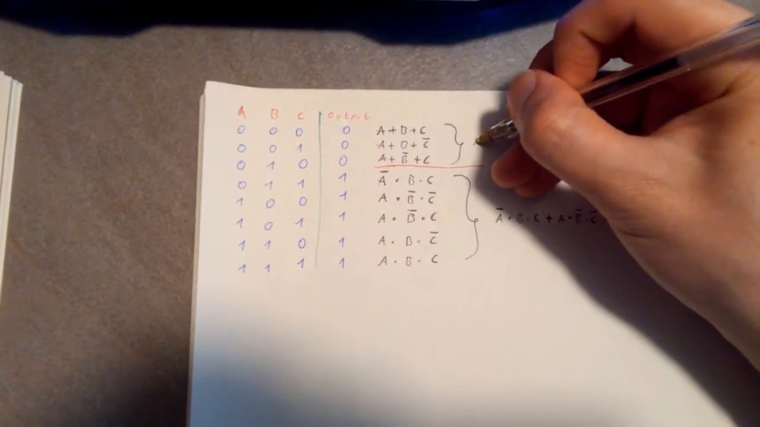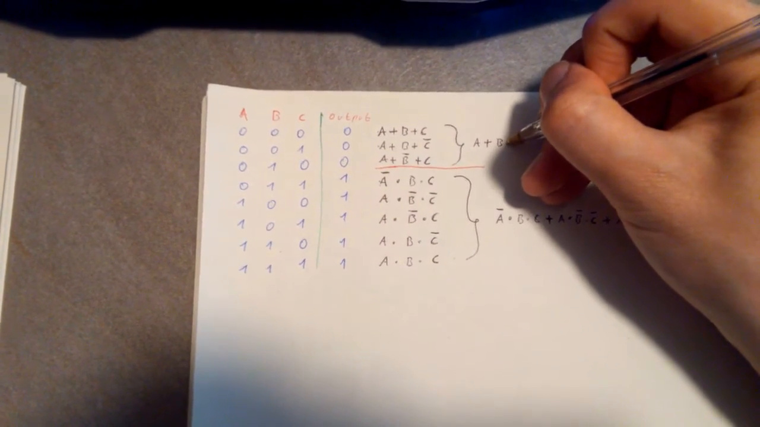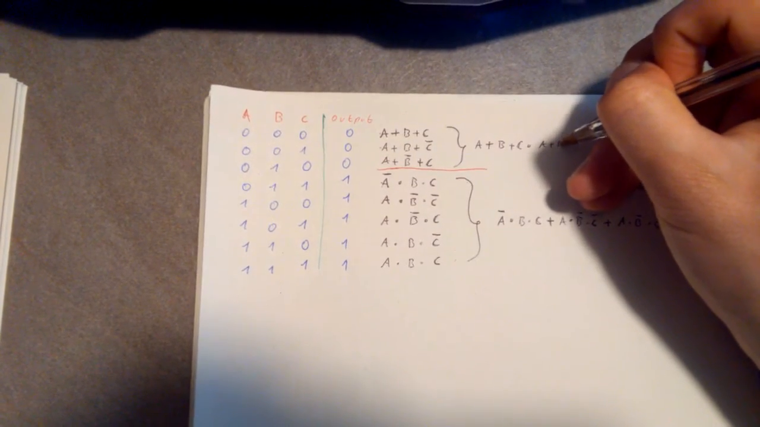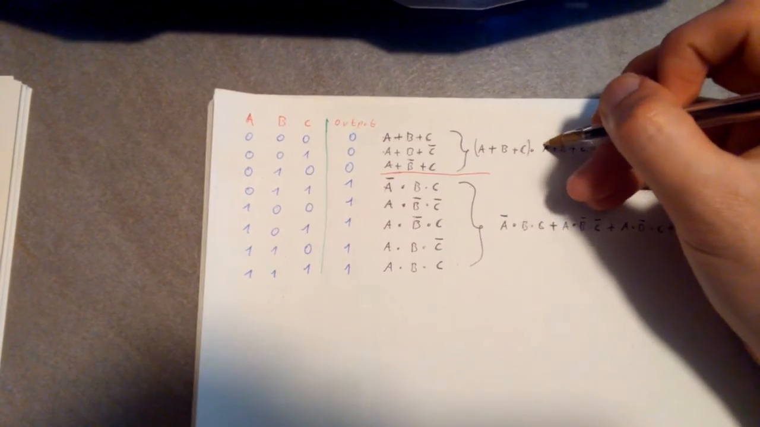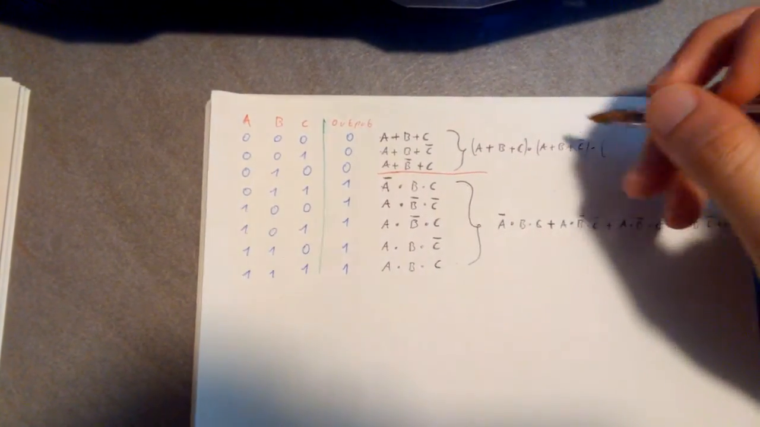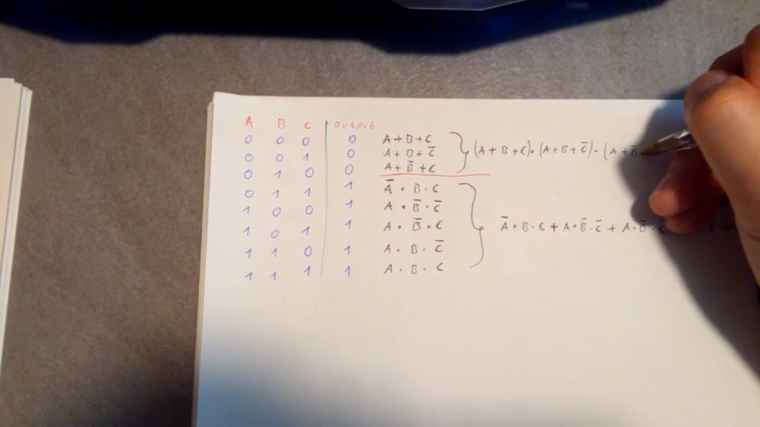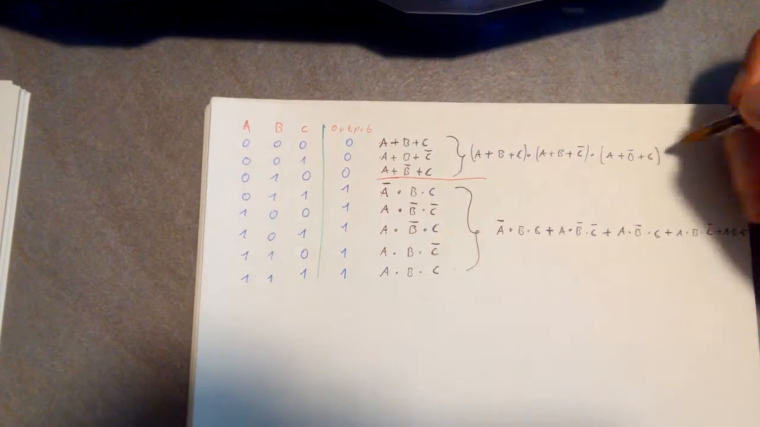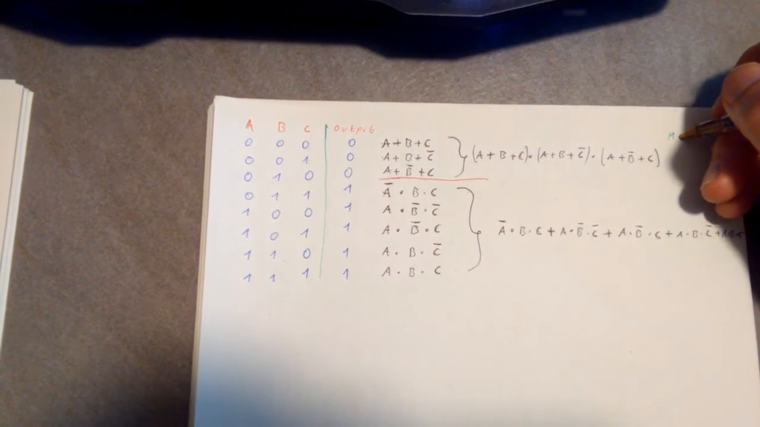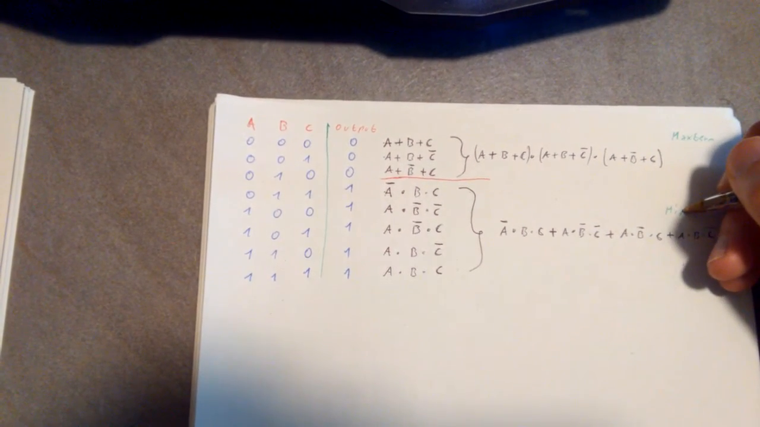So basically you will have the final expression given by A plus B plus C, times A plus B plus C naught, times, well, I should really put parentheses here, A plus B naught plus C. So here, as I said, on top, those are the Maxterms, and down here, we have the Minterms.